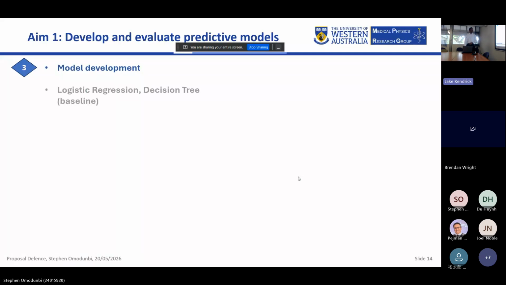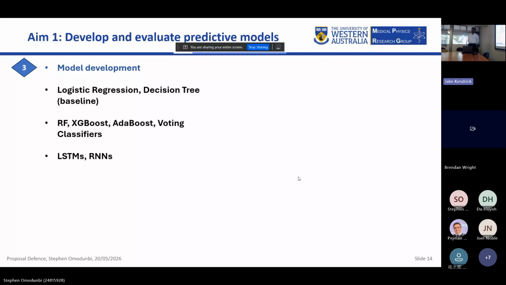Our process is also going to involve model development. For baseline models, we might use logistic regression and decision trees, followed by random forest, XGBoost, and other ensemble methods. As we've seen in the literature, these have produced pretty good results, so I'm looking forward to using some of these. We'll also get into using some deep learning methods as well. Currently, I'm not so experienced with deep learning, but I'll be doing my deep learning unit and will be able to use some of these on our data set.